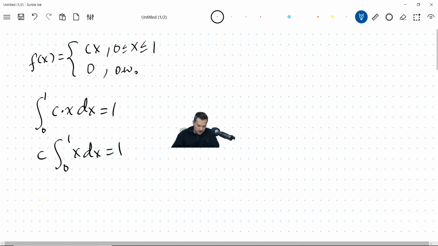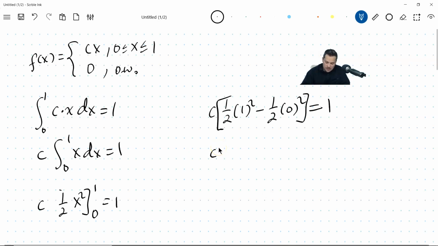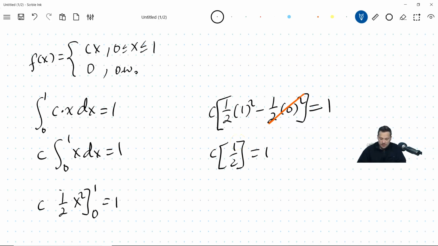This is an equation, so you integrate it and you just solve for the value of c. Now this integrated will give you 1/2 x squared between 1 and 0, is equal to 1 still. Let's plug in the upper and lower limits of integration. So it's going to give us c multiplying 1/2 times 1 squared minus 1/2 times 0 squared, and this is still equal to 1. Let's continue. So c, and now this is going to give you just 1/2. The negative 1/2 times 0 squared portion is just 0, so this basically goes away. So now this is going to just leave us c times 1/2 equals 1, and then you just multiply by 2 to solve for c. So c equals 2. So this is the value of c that normalizes our function.